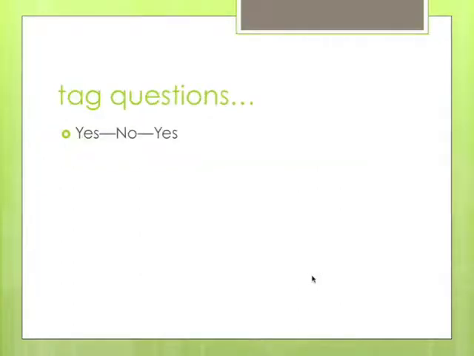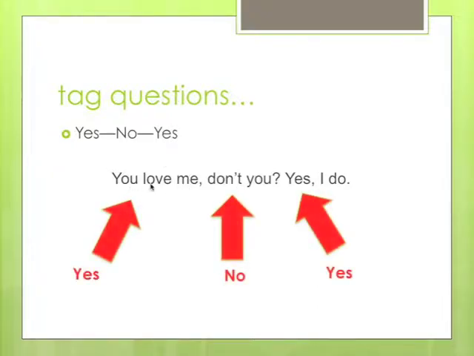Let's talk about the logic of tag questions. There are a couple patterns to remember. The first one is yes, no, yes. Let's say you want to construct a question that expects a yes answer. That's what this yes here at the end represents. The pattern you have to follow then is yes, no, yes. Let's look at this. You love me, don't you? Yes, I do. Watch how this conversation fits into the pattern of yes, no, yes. Yes, this is positive, you love me. Don't you? That's negative, don't. And this is positive, yes, I do.